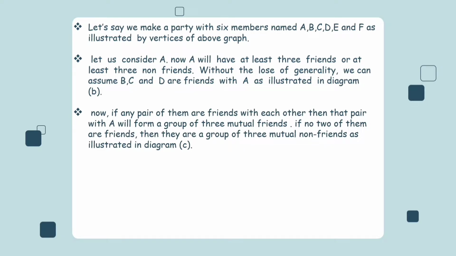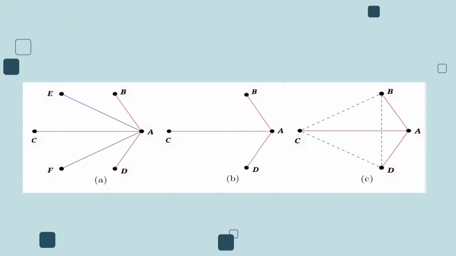Now, if any pair of them are friends with each other, then that pair with A will form a group of 3 mutual friends. If no two of them are friends, then they are a group of 3 mutual non-friends, as shown in diagram C. Here B, C and D are forming a group of 3 non-friends.